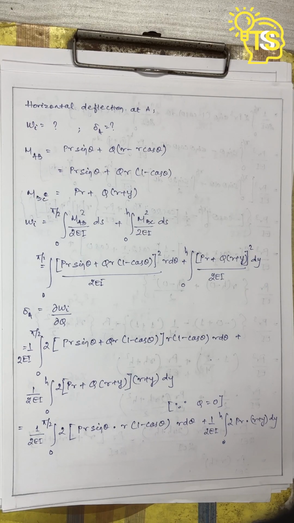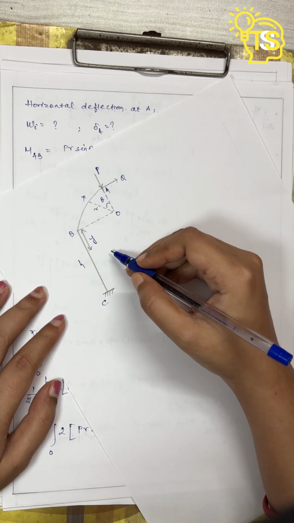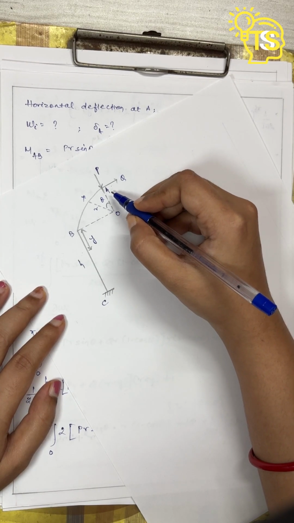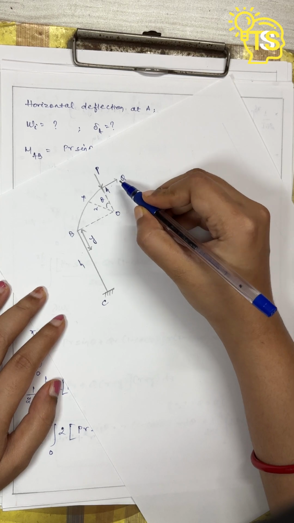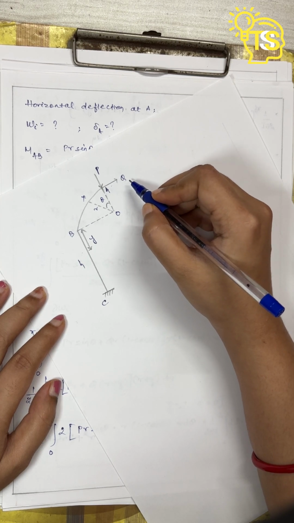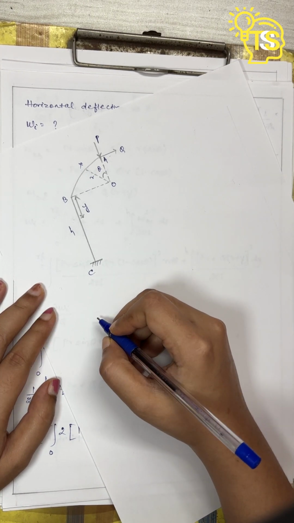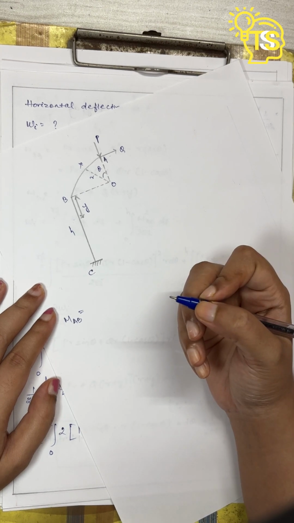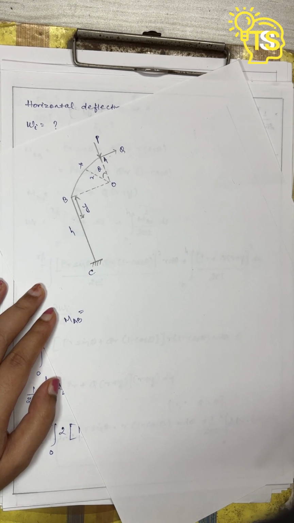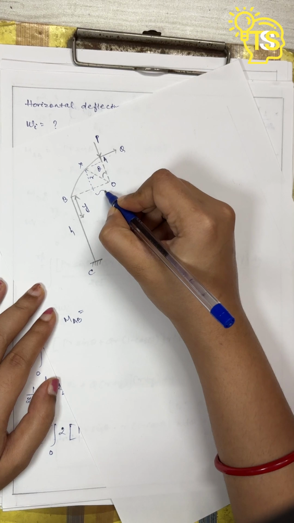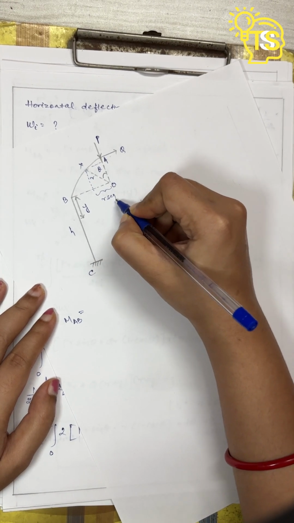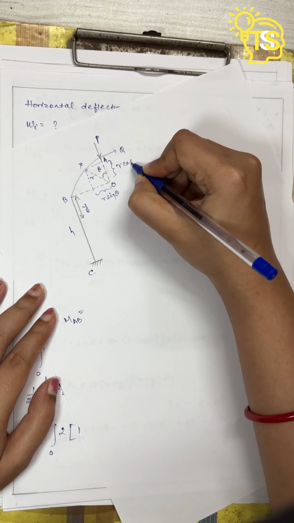Now let's calculate the horizontal deflection at A. This is the beam that is given in the question, and here let's introduce a horizontal force, that is Q, whose value is 0. Before calculating the horizontal deflection, let's calculate the moment at AB. Before that, let's see the values. Here the value is r sin theta. Here the value is r cos theta.